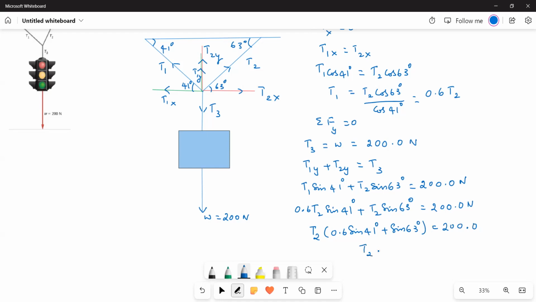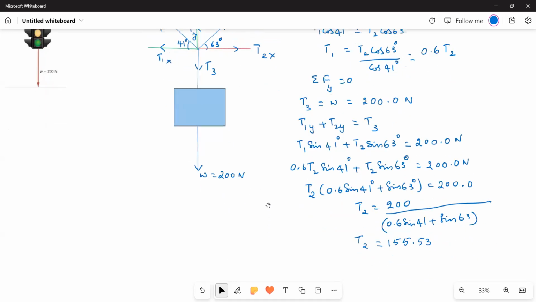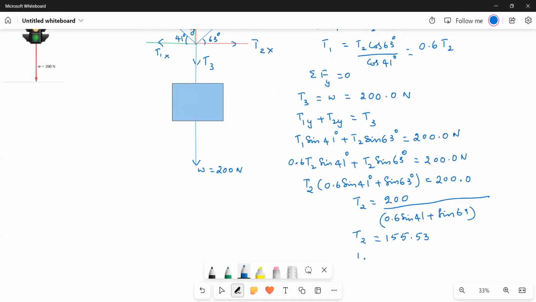Therefore, T2 is equal to 200 divided by 0.6 sine 41 plus sine 63. On simplification, what is the value we are going to get? 155.53. That is equal to 156. T2 is equal to 156 newtons.